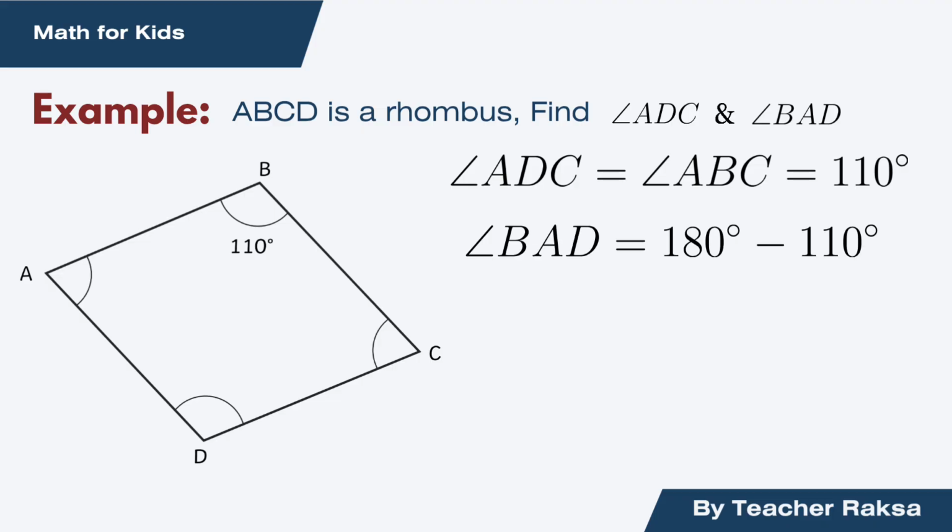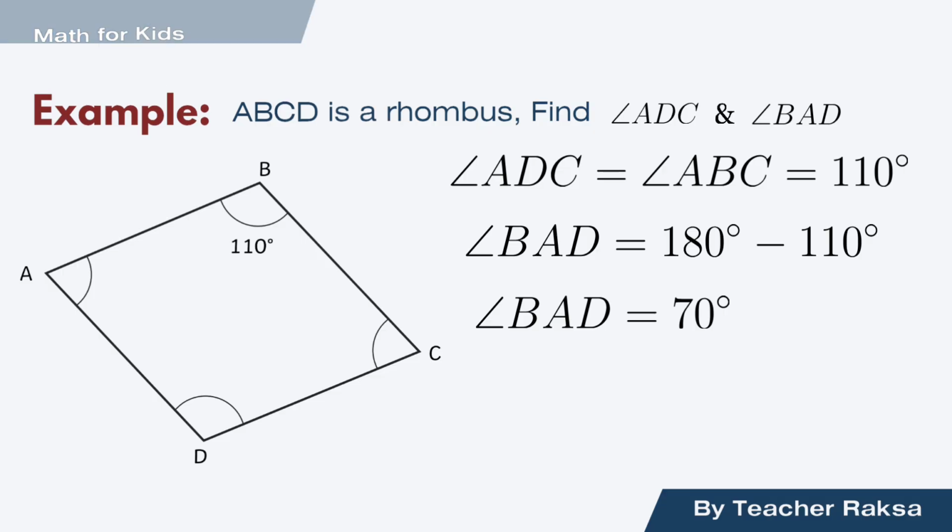To find angle BAD, we use the rule that adjacent angles in a rhombus are supplementary. 180 minus 110 degrees equals 70 degrees. So angle BAD is 70 degrees. That's how we use the angle properties of a rhombus to solve for unknown angles.